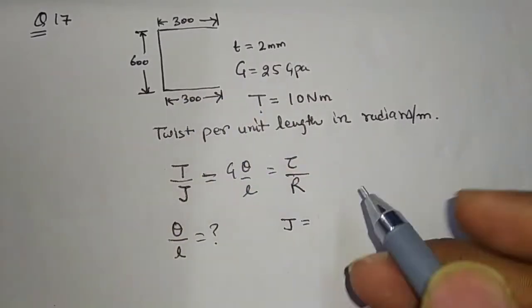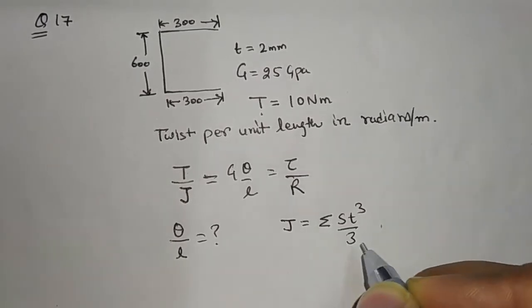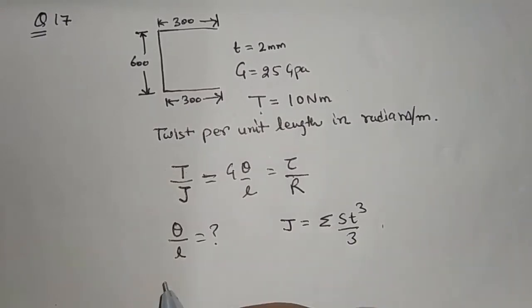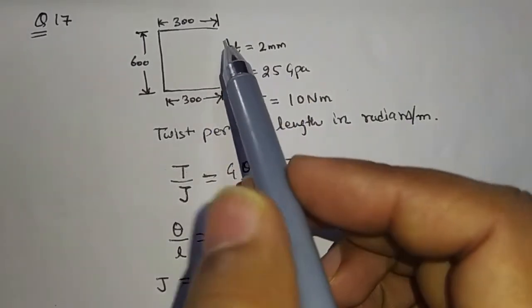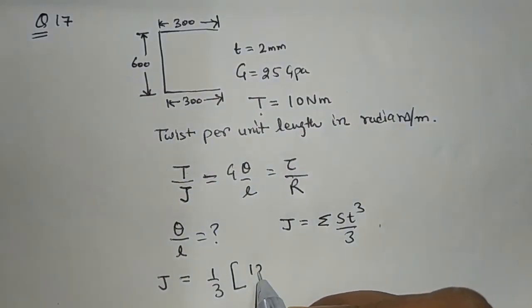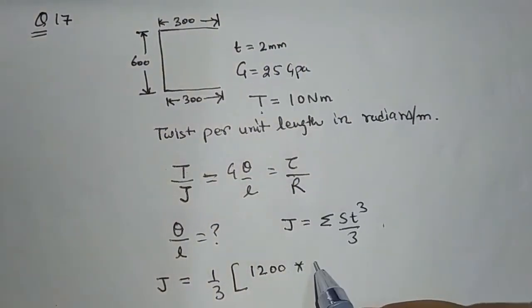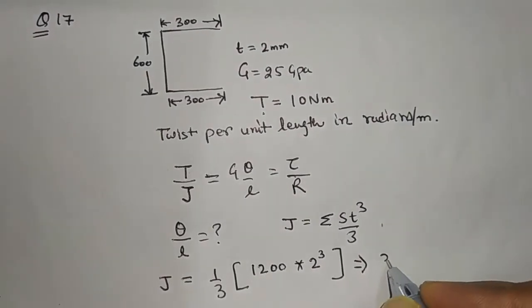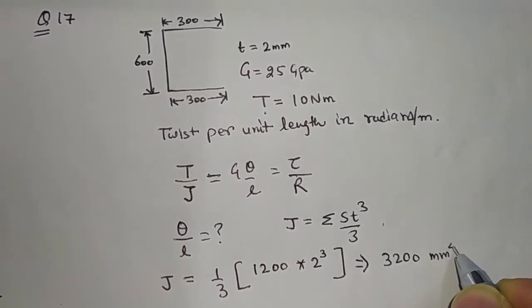For the thin walled open section, J is given by summation of S T cube by 3, where S is the parameter and T is the thickness. So for the given section, J will be equal to 1 by 3. We have to add the parameters 300 plus 600 plus 300, we will get 1200, and thickness for all the sections is uniform, 2 cube, which gives 3200 millimeter to the power 4.